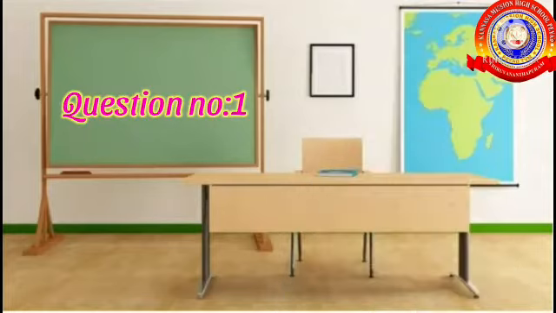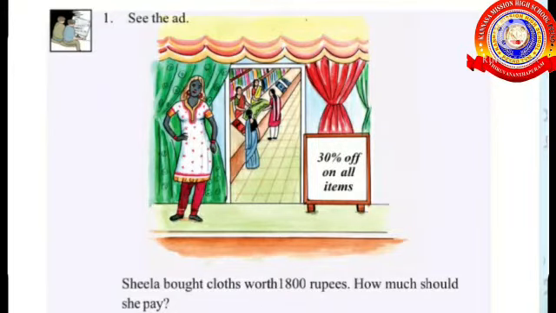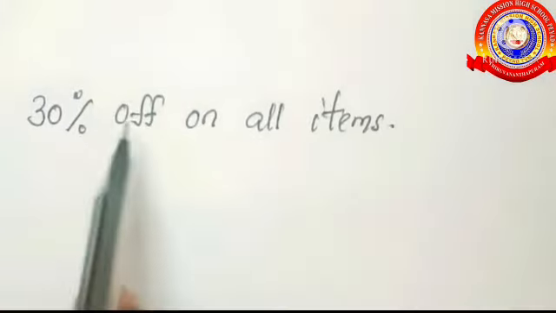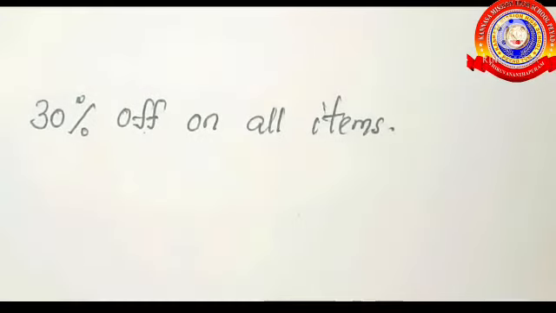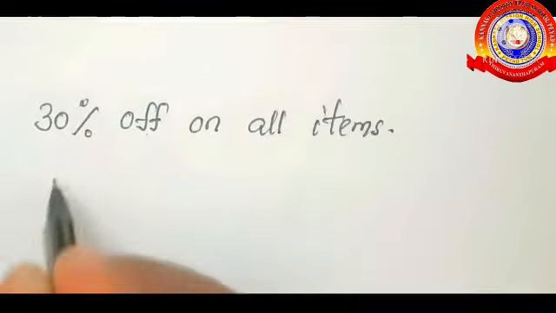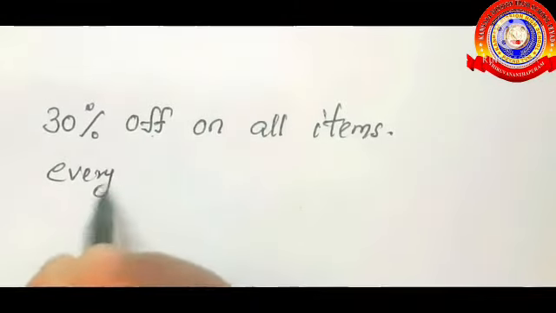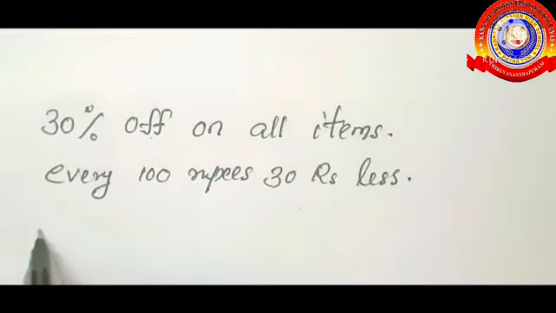Question number 1. Students, see the advertisement? Yes, 30% off on all items. Sheila bought clothes worth 1,800 rupees. How much should she pay? In the question, given that 30% off on all items. That is, every 100 rupees, 30 rupees is less. Also given that price of the cloth is 1,800 rupees.